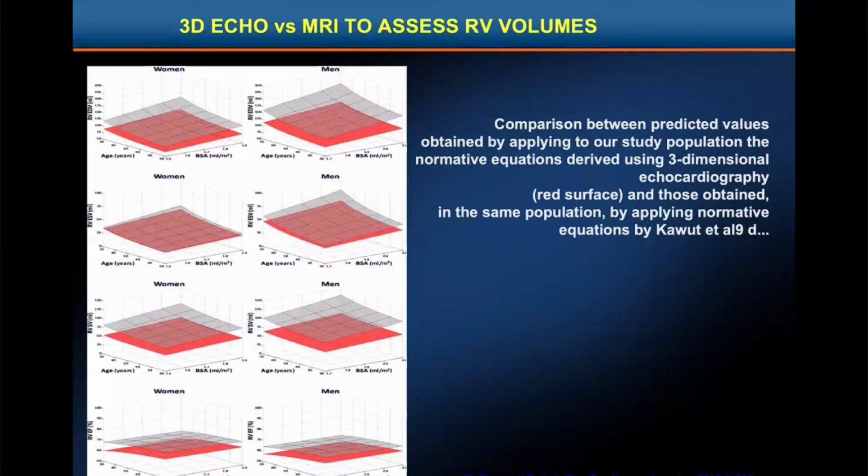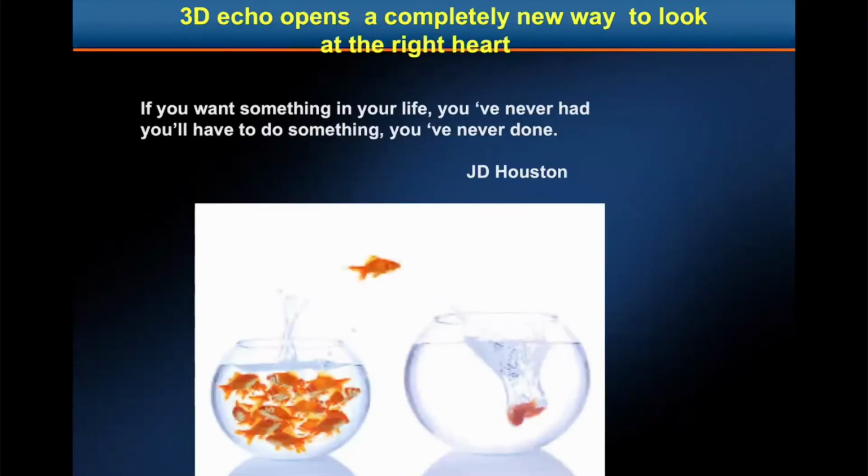There is good correlation and comparison between the predicted values obtained for our study population, the normative values derived by three-dimensional echocardiography, and those obtained from the same population by normative evaluation by other authors. So 3D echocardiography could open a completely new way to look at the right heart.